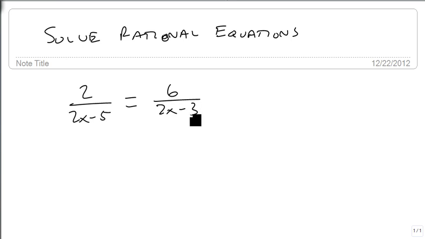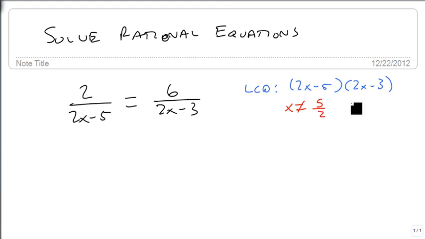And the first thing that we want to find is our LCD, which we do by ignoring the equal sign and just saying what is it that goes into both. And then we're going to say, what can x not equal? Well, x can't equal 5 halves, and x can't equal 3 halves. And we need to make sure we come back and check our answers against that later.